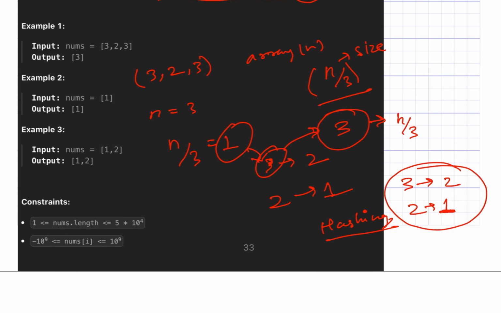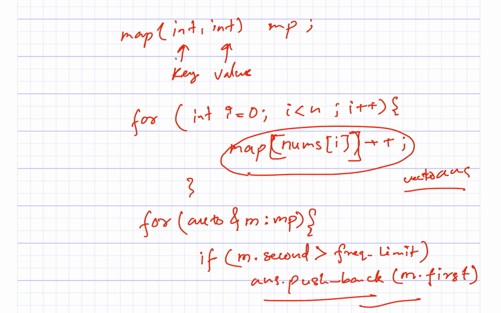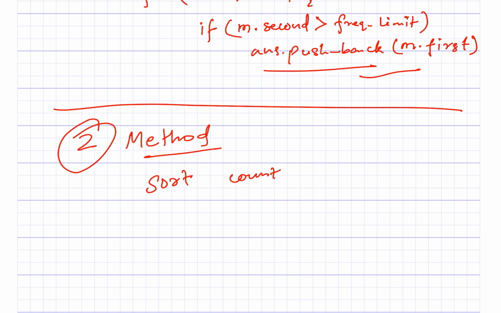It is our first approach, but here we are using a map. So map will cost us O of n log n time complexity and also big O of n space complexity. Let's check our second method. You can sort it and then count. If you are not comfortable with maps and all, then we can go through this.